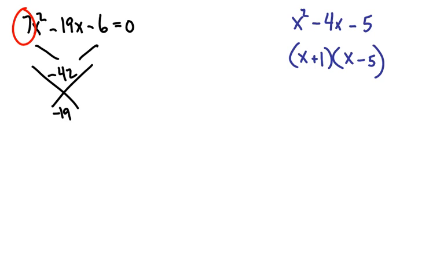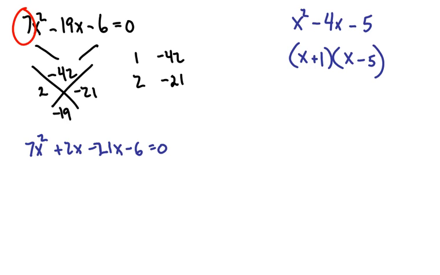So I start making a list of numbers that multiply to give me 42, and I'm looking for a pair that also add to give me negative 19. So I start with 1 and negative 42. Again, the larger number has to be negative, but that doesn't add to give me negative 19. The next one would be 2 and negative 21, and that does add to give me negative 19, so those are my numbers. Then I use those two numbers to rewrite the middle term, and I get 7x squared plus 2x minus 21x minus 6 equals 0. You notice that I didn't change anything. 2x minus 21x is still negative 19x, as in the original problem.